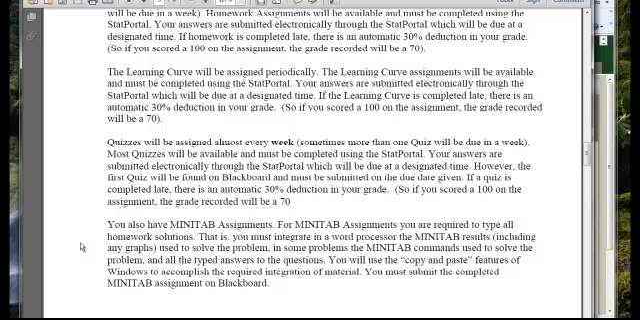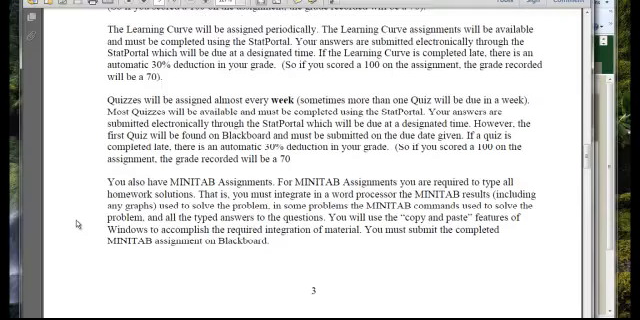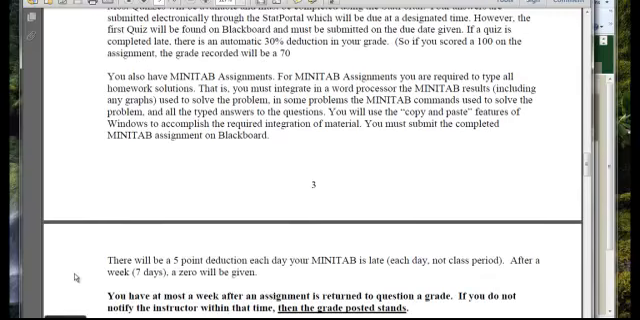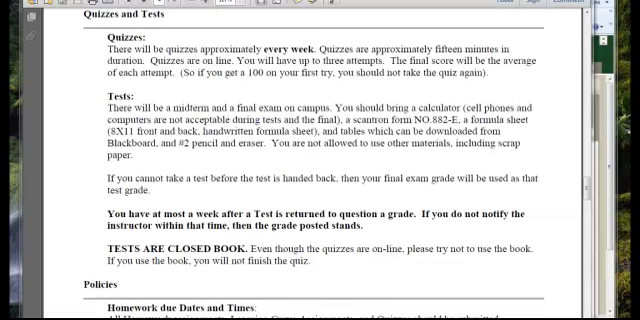With the mini-tab assignments, it's a little bit different. The mini-tab assignments will have a due date, but if it is not turned in on that due date, there's a 5-point deduction each day your mini-tab is late. That's each weekday. After 7 days, a 0 will be given. Now, again, as I said, you have at most a week after an assignment is returned to question a grade. If you do not notify the instructor within that time, then the grade stands as posted.